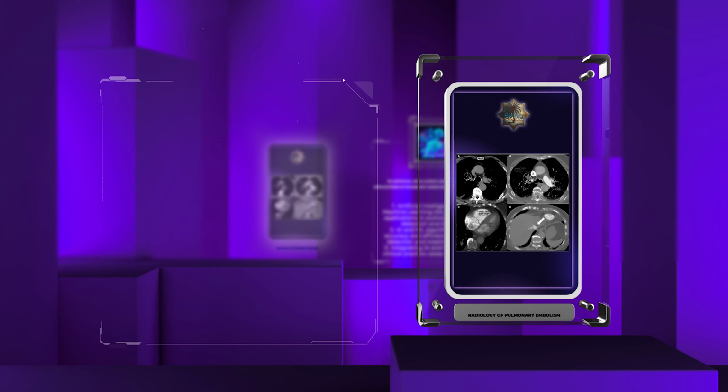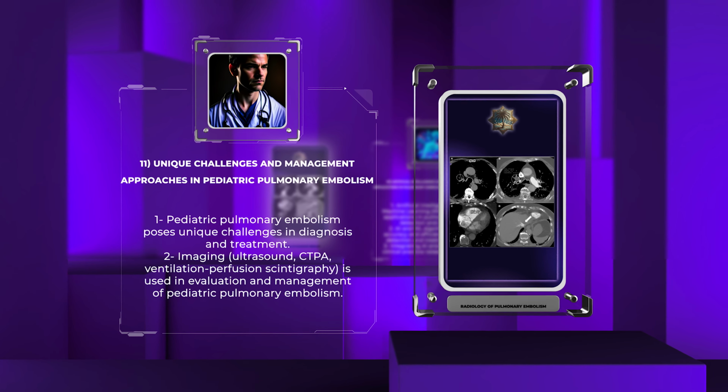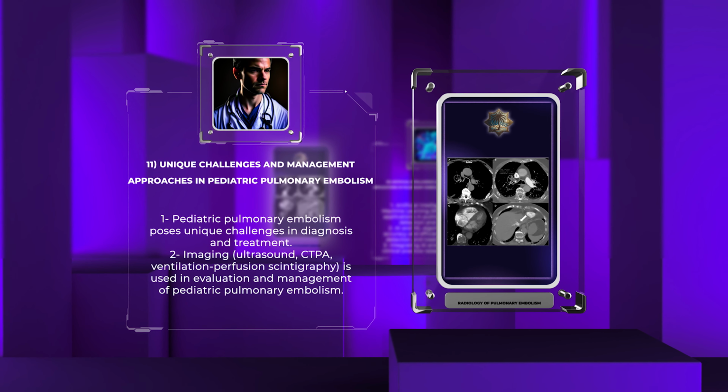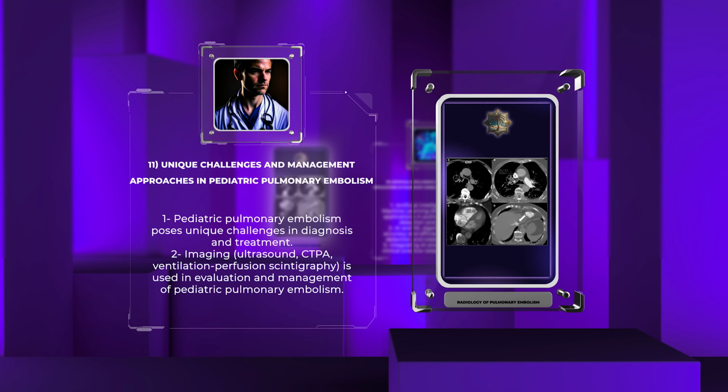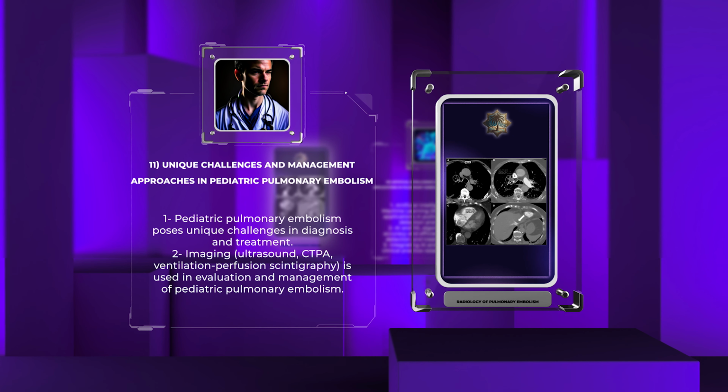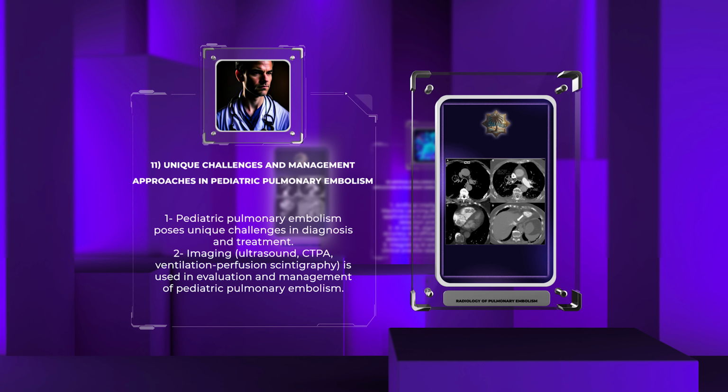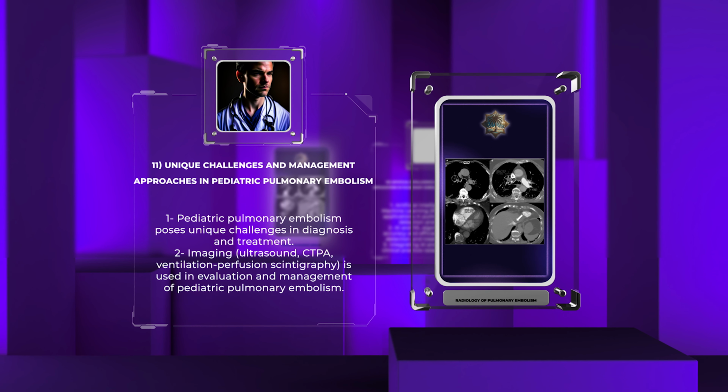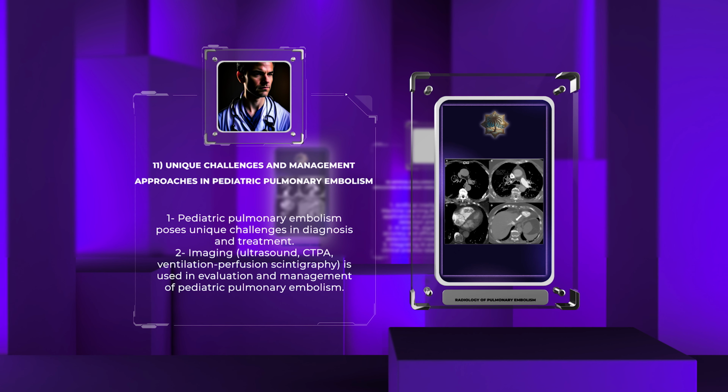Shifting our focus to the pediatric population, we will examine the unique challenges and management approaches in pediatric pulmonary embolism. Diagnosis and treatment considerations differ significantly in children due to their anatomical and physiological differences. We will discuss the role of imaging, including ultrasound, CTPA, and ventilation perfusion scintigraphy, in the evaluation and management of pulmonary embolism in pediatric patients.